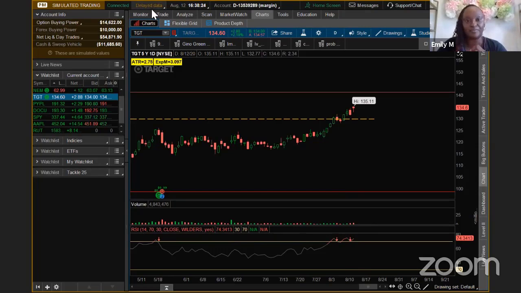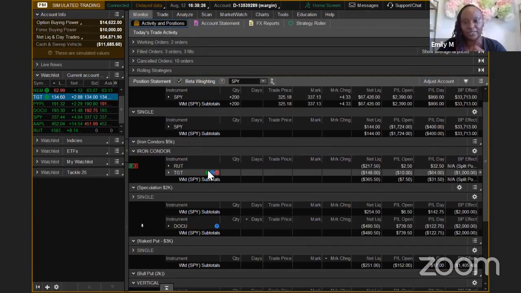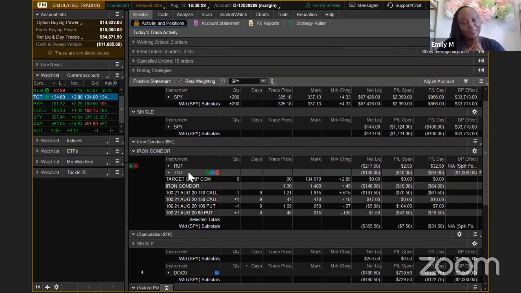You have 9 days left in the trade. Okay, you have 9 days left in the trade. You could stick it out and hope and pray to the iron condor gods that it does not break above 140 and that you get to keep the entire premium of 138 so you keep it through expiration.